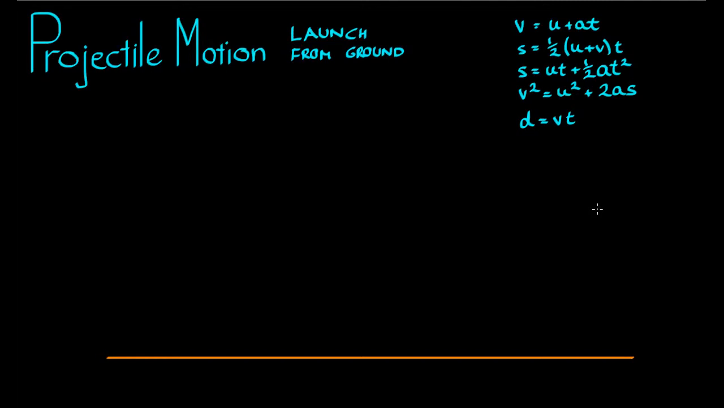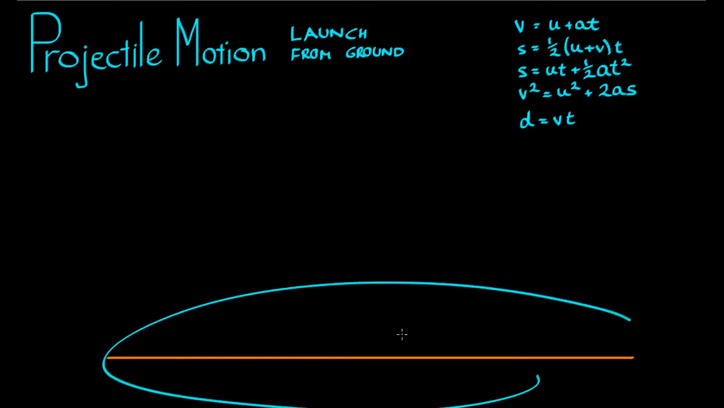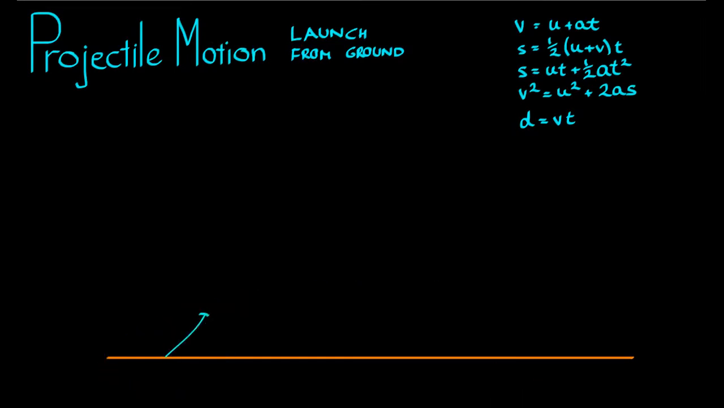And I promised to do this video because in this video we're going to be showing how to solve questions where an object is launched from the ground, pictured here, at an angle, and then the path of the object is parabolic as it rises and falls back to Earth like so.